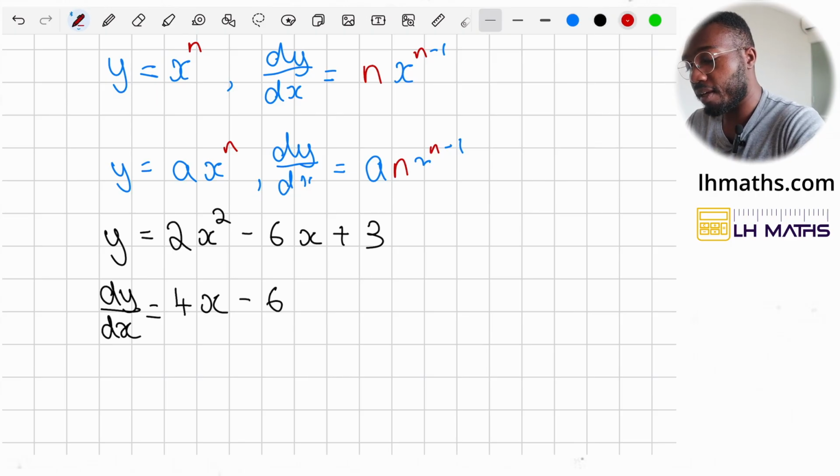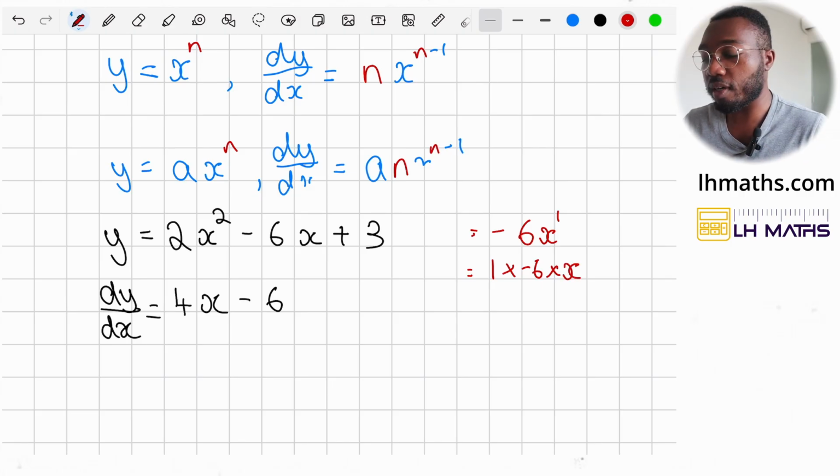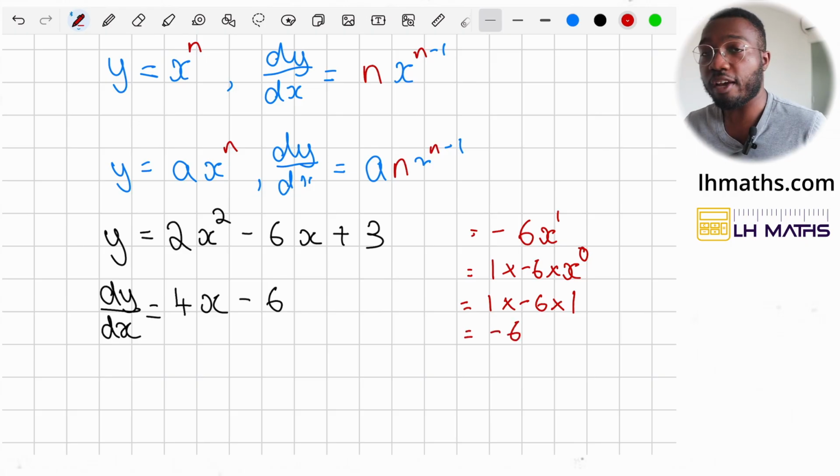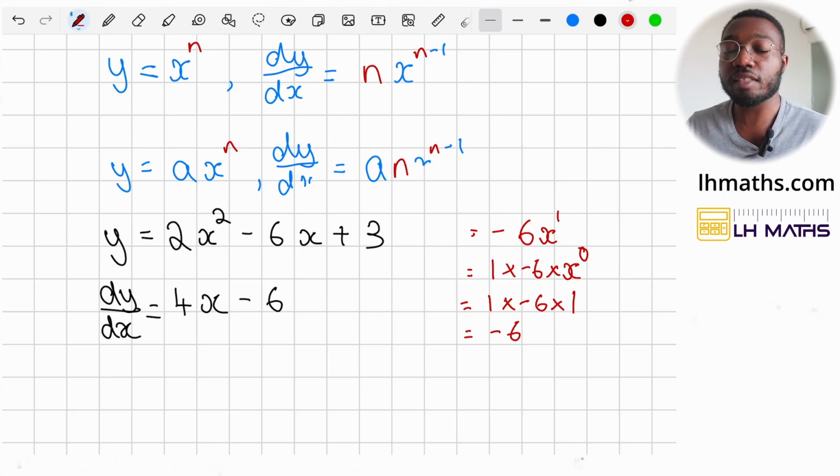Now, to explain that, it would be minus 6 because if I write it on the right side here, if we have minus 6x, we can think of that as minus 6 times x to the power of 1. And then if we differentiate that, we would have 1 times minus 6 times x to the 0, okay? Because 1 minus 1, if we do it to the power, will give us a 0. And then anything to the power of 0 is simply just 1. So we're just left with a minus 6.